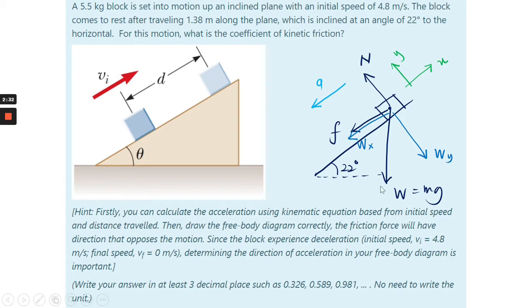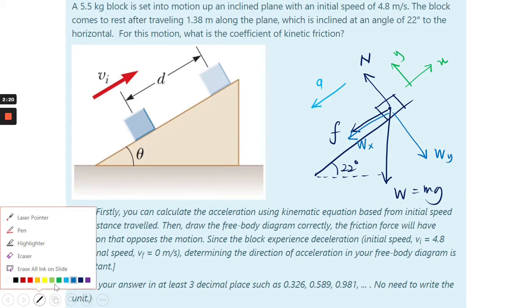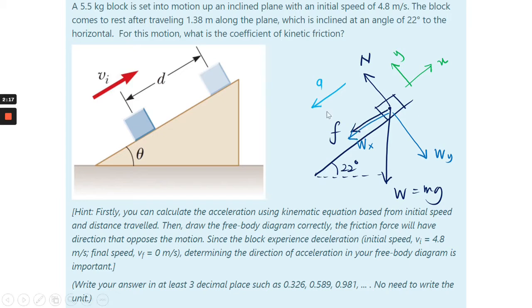The reason is that W is not exactly on the y or the x-axis, and due to that it will have two components. Another piece of information we have to configure is the angle. Because the incline is 22 degrees, on this corner it is going to be 90 minus 22, which is 68 degrees. Wx is 90 degrees with Wy, so the angle here is also 22 degrees.